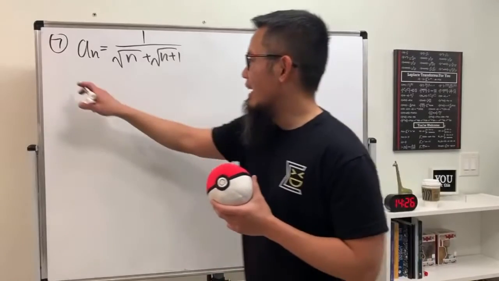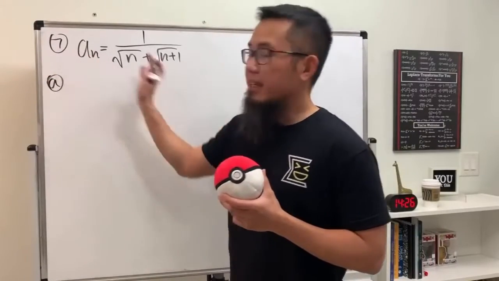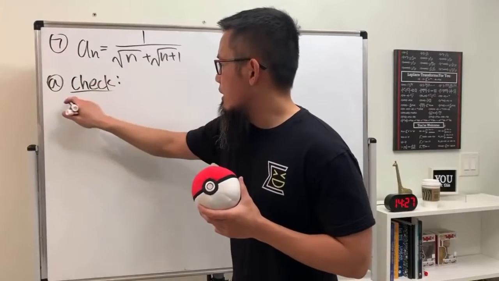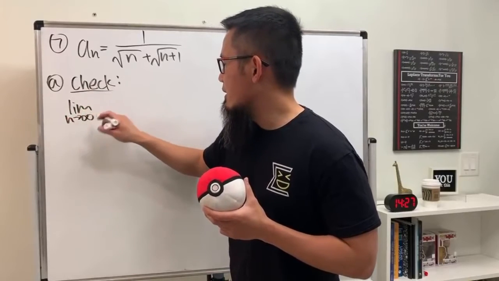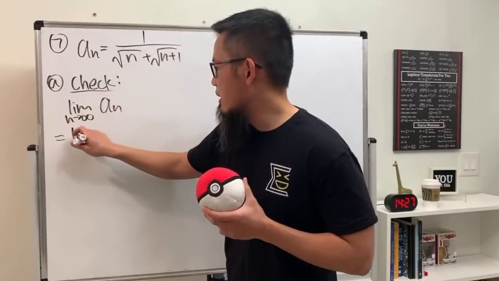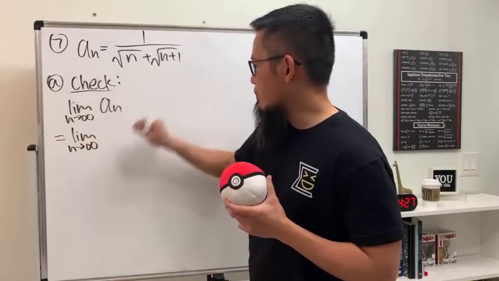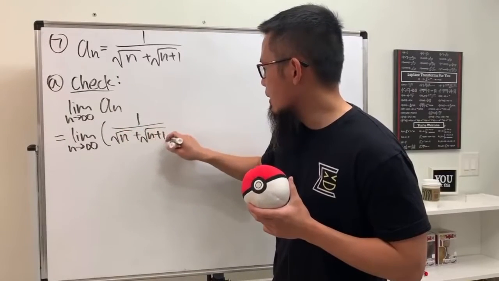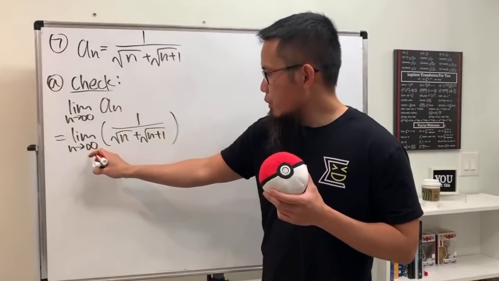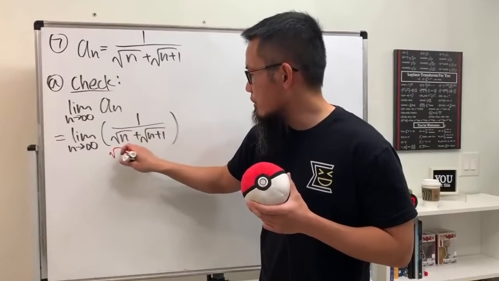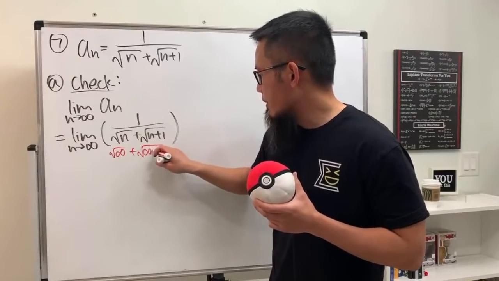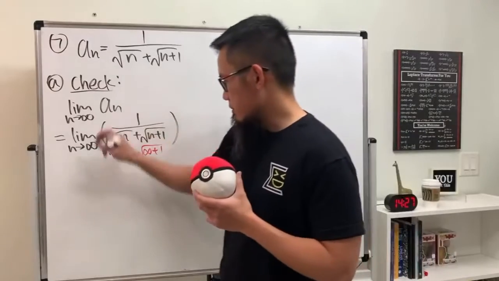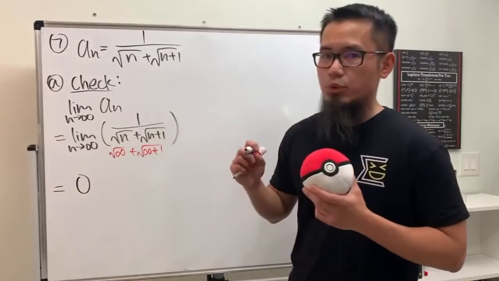You'll see. First, check if an converges or not. So by that, we will check the limit as n goes to infinity of an, which is just the limit as n goes to infinity of 1 over square root of n plus square root of n plus 1. Well, here we can actually just put infinity in here. You get square root of infinity plus the square root of infinity plus 1. On the bottom, it's just going to be infinity. 1 over infinity, you get 0. So all this is just equal to 0.